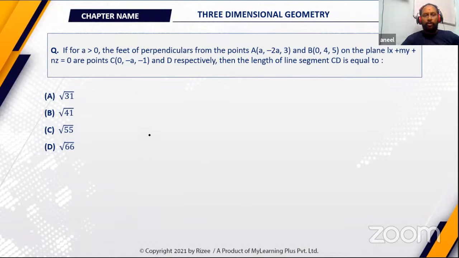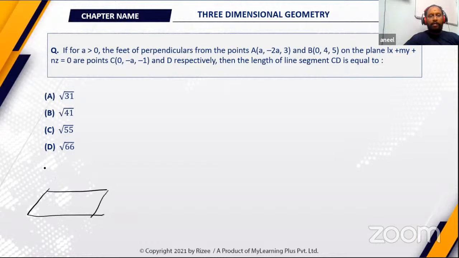For a greater than 0, the feet of perpendiculars from the points A of (a, -2a, 3) and B of (0, 4, 5) on a plane Lx + My + Nz = 0 are so and so. In the sense, something like this. There is a plane. There is a point A of (a, -2a, 3). And there is one more point B of (0, 4, 5).